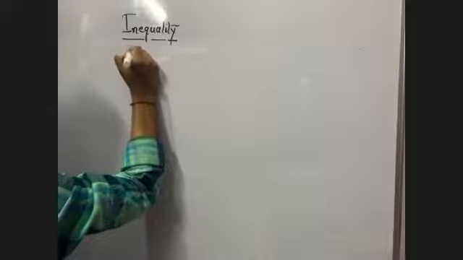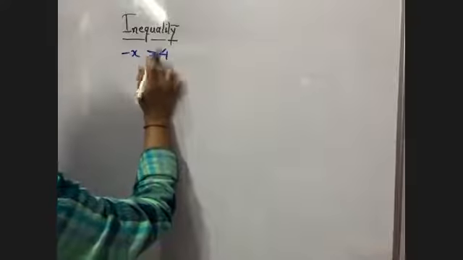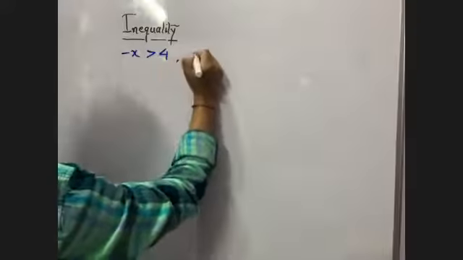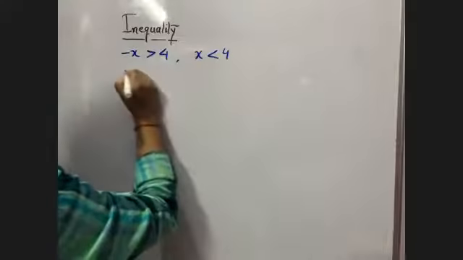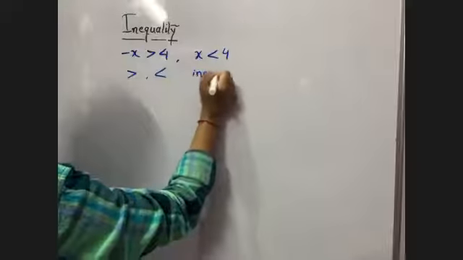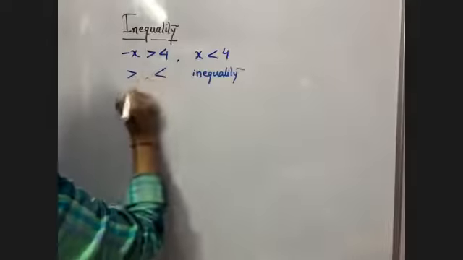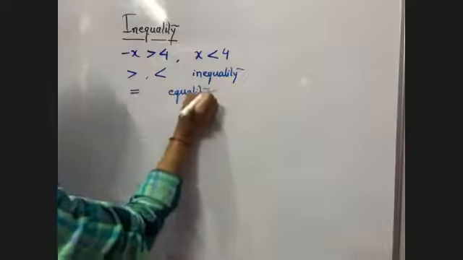Now, look at this, beta. Suppose somewhere you see minus x is greater than 4. The symbol is the sign of inequality. Or if you see x is less than 4, these are symbols of inequality. So this and this represent inequality, as we all know. And if this is the symbol, it is the symbol of equality.